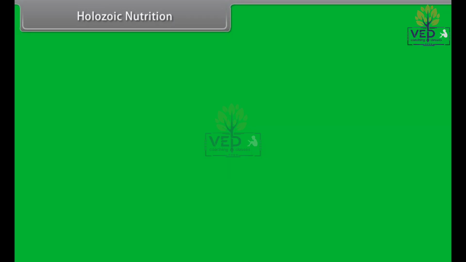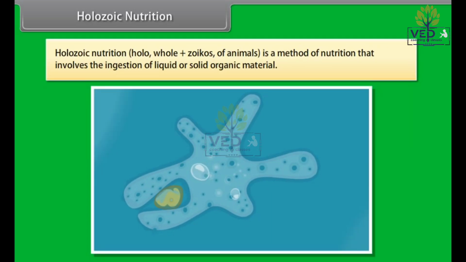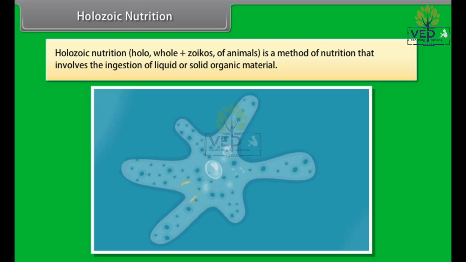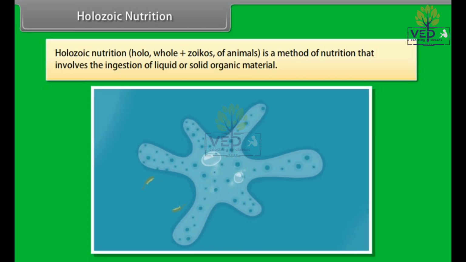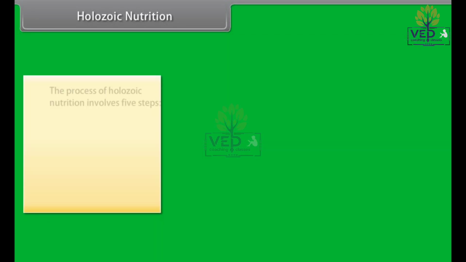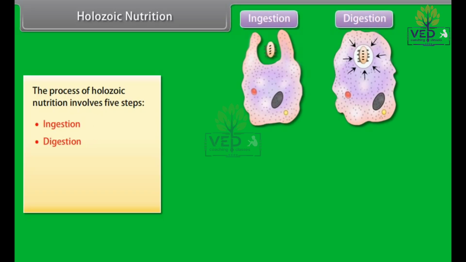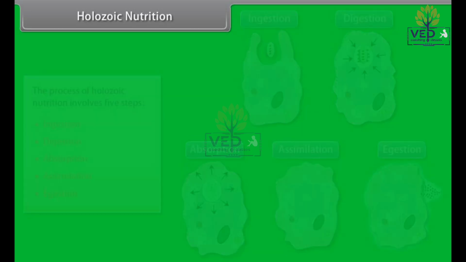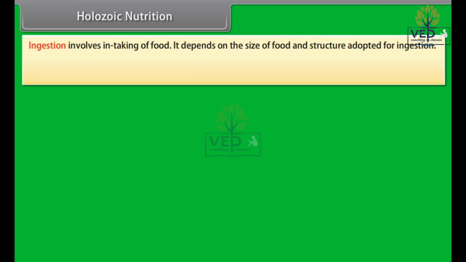Holozoic nutrition. Holo means whole and zoikos means animals. Holozoic nutrition is a method of nutrition that involves the ingestion of liquid or solid organic material. The process of Holozoic nutrition involves 5 steps: ingestion, digestion, absorption, assimilation, and egestion. Ingestion involves intaking of food. It depends on the size of food and structure adopted for ingestion.